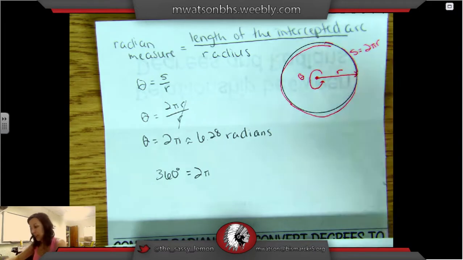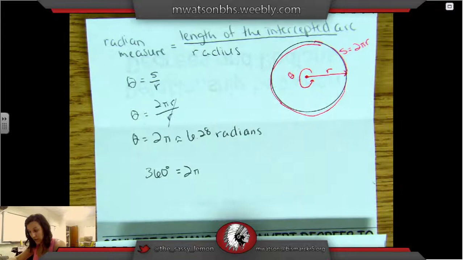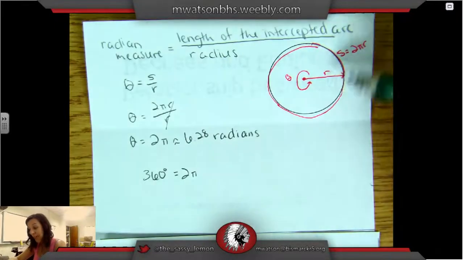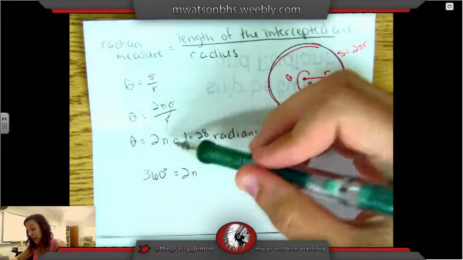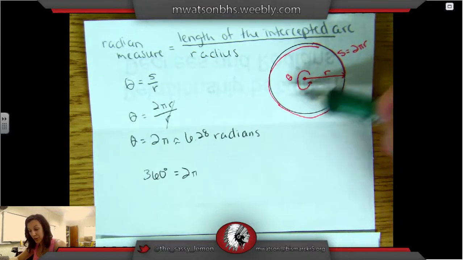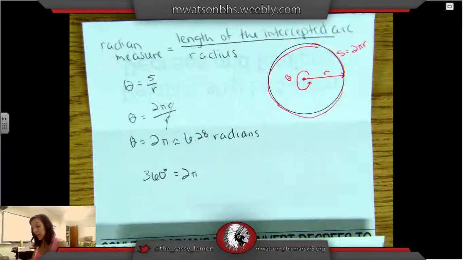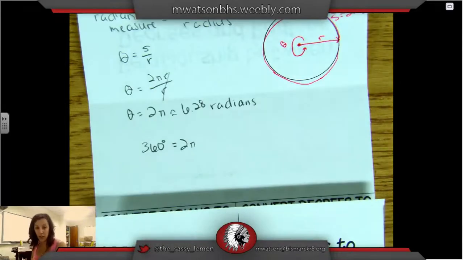So let me say that again. Going around the circle we know is 360 degrees. We also just figured out using math that it's 2 pi radians. So that means 360 degrees is equal to 2 pi. And that's going to teach us the rest of what we're going to be doing with our lesson.